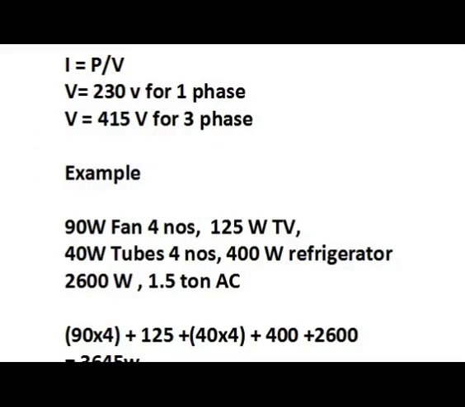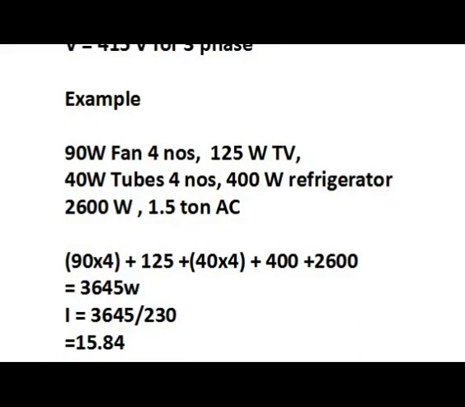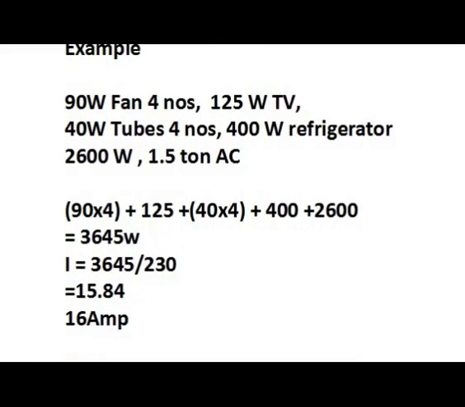To select the specification of MCB, let's have one example. Let's say we have 4 fans of 90 watt, a 125 watt TV set, 4 tube lights of 40 watt, a 400 watt refrigerator, and a 1.5 ton AC which consumes almost 2600 watt. To get the power P, we have to add all these wattages. After addition, we get the total power consumption of our circuit. It is 3645 watt.